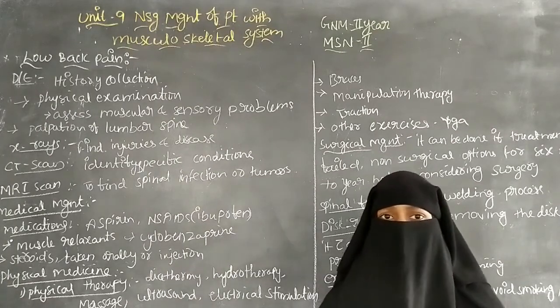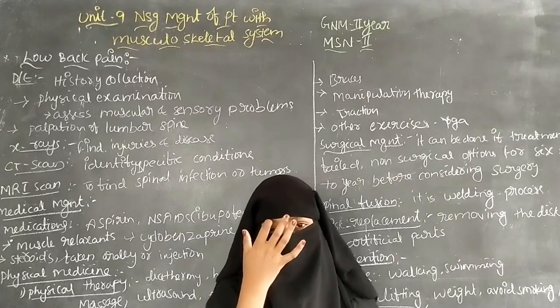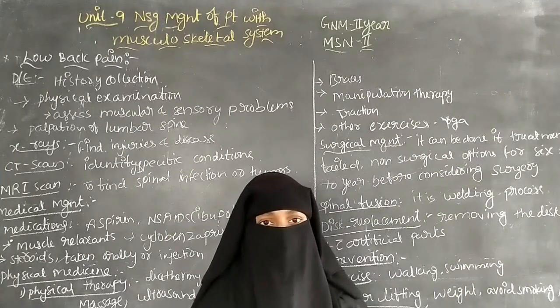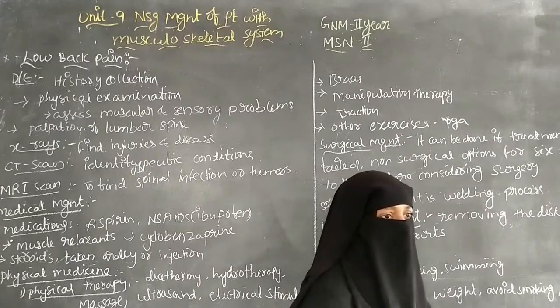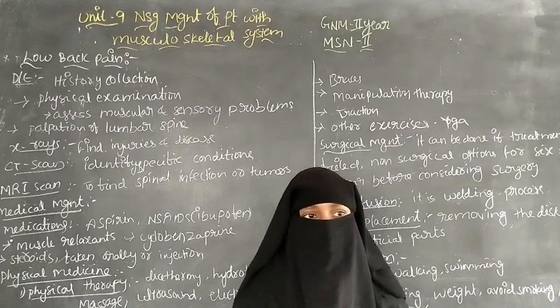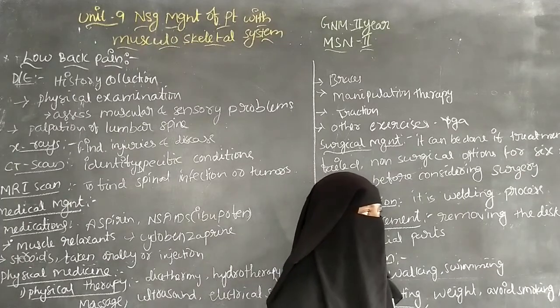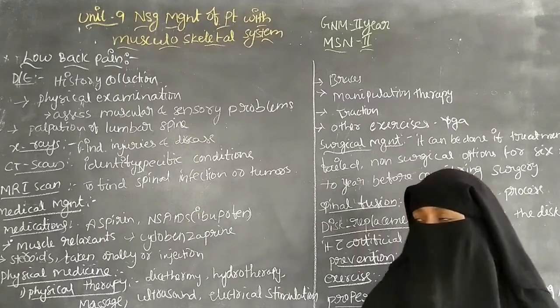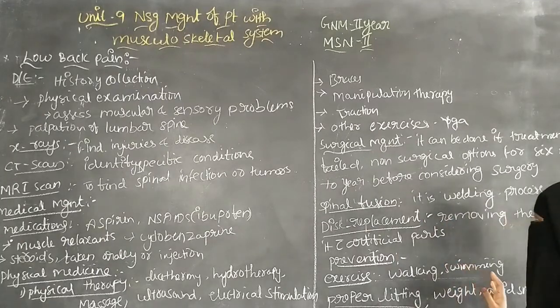And proper posture. Proper posture means the body mechanics should be maintained in the proper posture. While lifting heavy objects, the patient has to maintain good posture. So it can reduce the pressure over the back, and the patient can be relieved from the back pain.